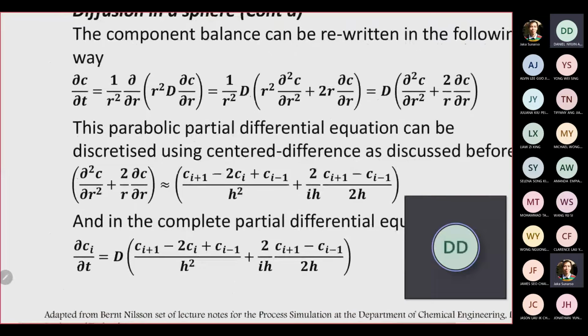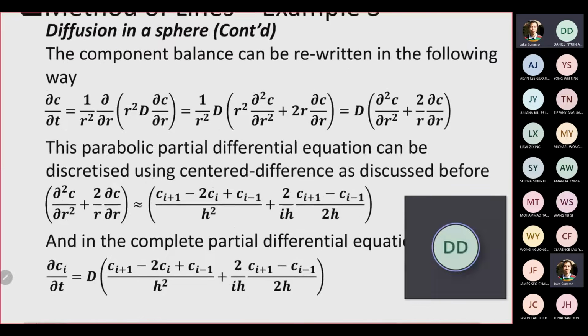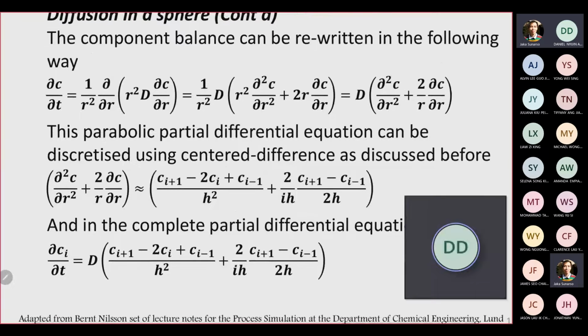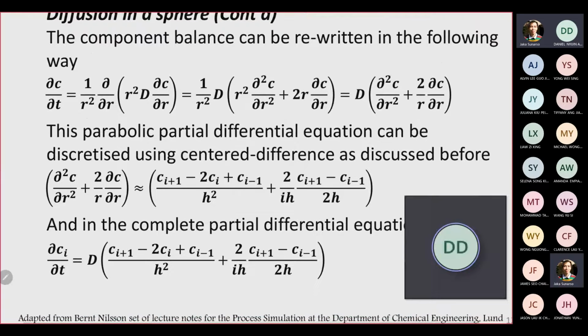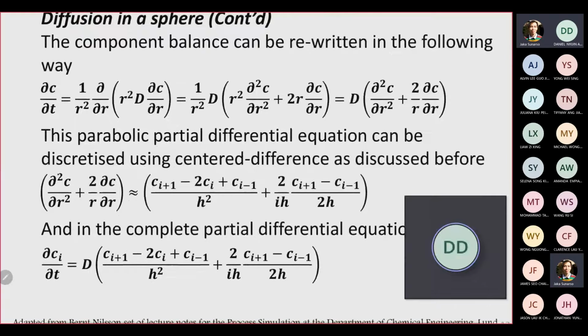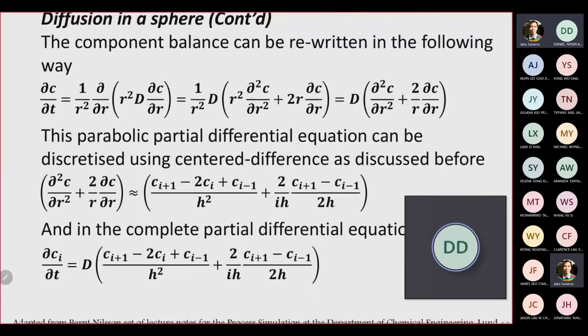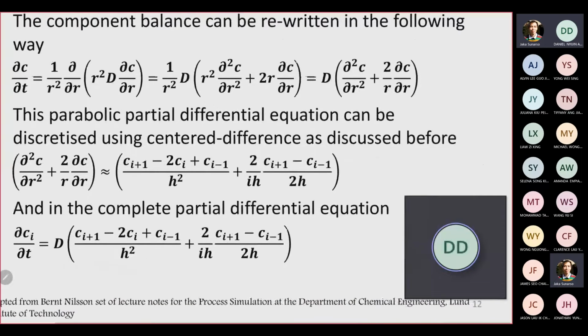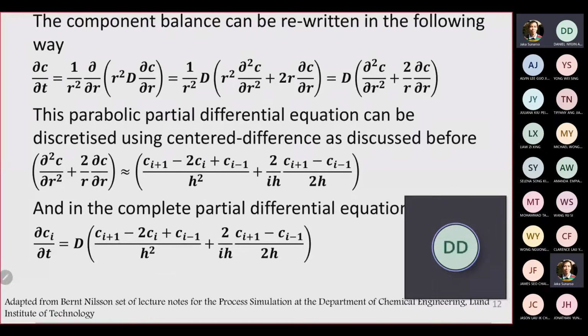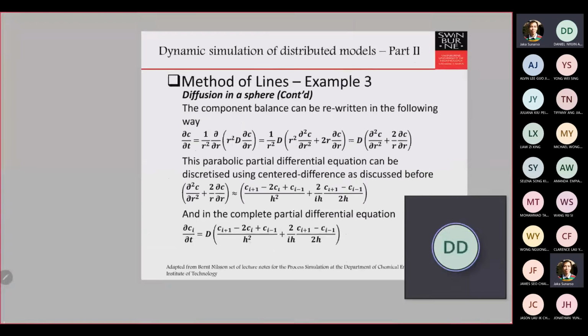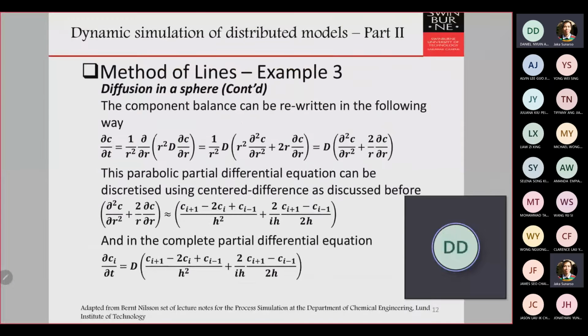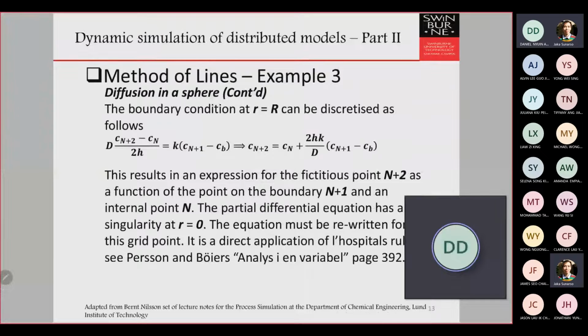Okay, so this parabolic partial differential equation can be discretized using a centered difference. So in essence, this first term will become this term in here on the right hand side. The second term will become this term in here. So in the complete partial differential equation, you will have this particular term in here. Okay, so then next, the boundary condition at r equal R can be discretized as follows. This will be how you discretize the boundary condition at r equal R.